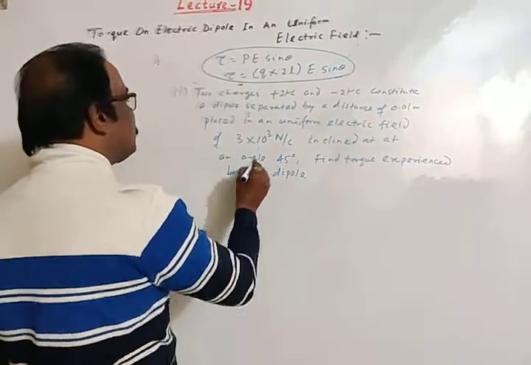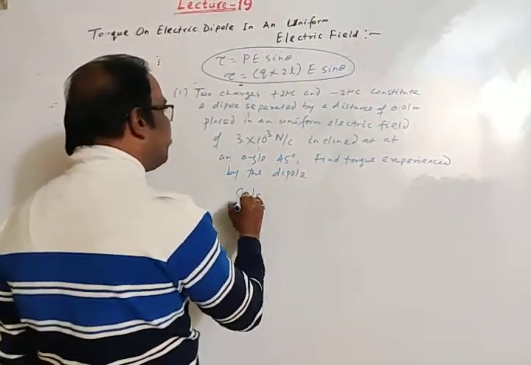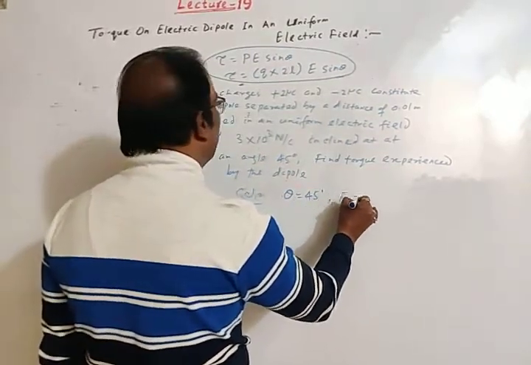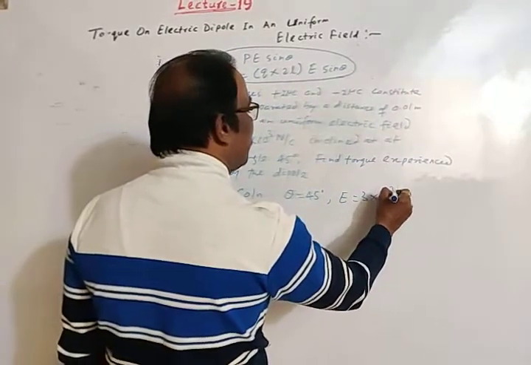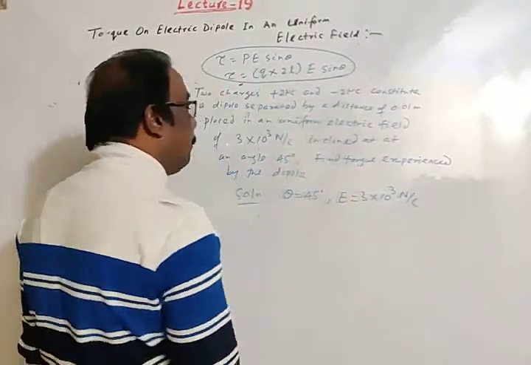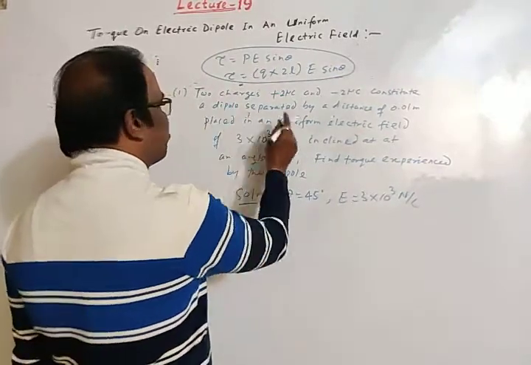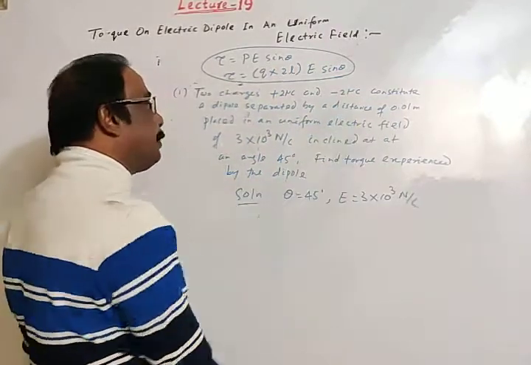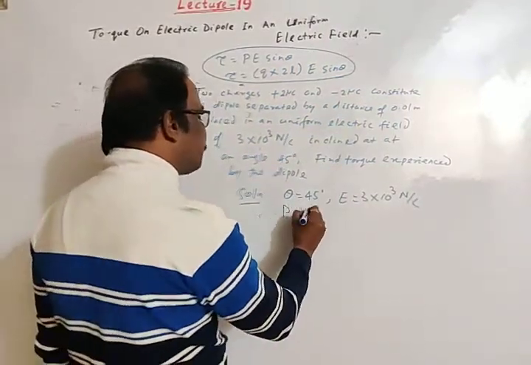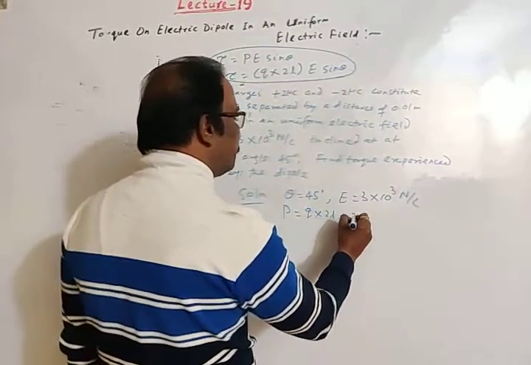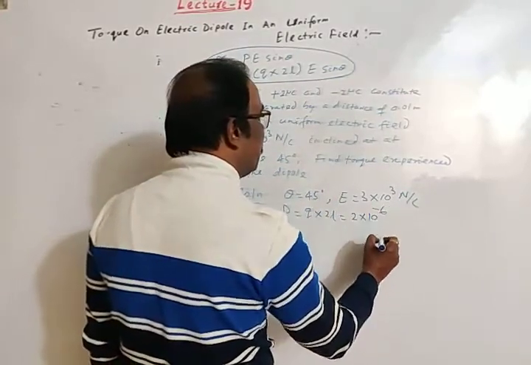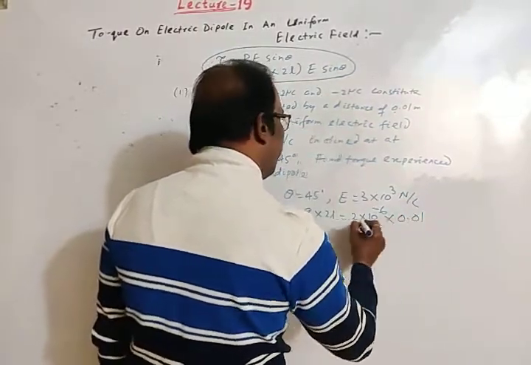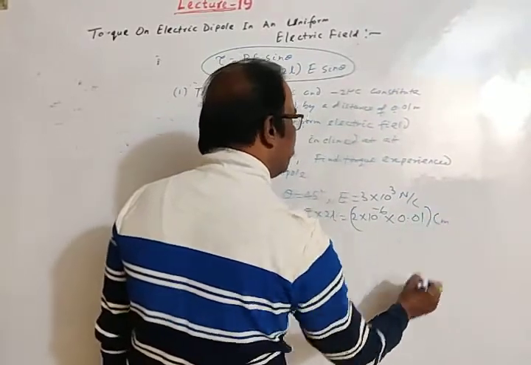Very easy question. First we will find theta, which is given as 45 degree. Magnitude of electric field is 3 into 10 to the power 3 Newton per coulomb. Two equal and opposite charges, 2 microcoulomb and minus 2 microcoulomb, are separated by a distance. Then dipole moment is Q into 2L. Charge is 2 microcoulomb, 2 into 10 to the power minus 6. Distance 2L is 0.01, so unit is coulomb meter.